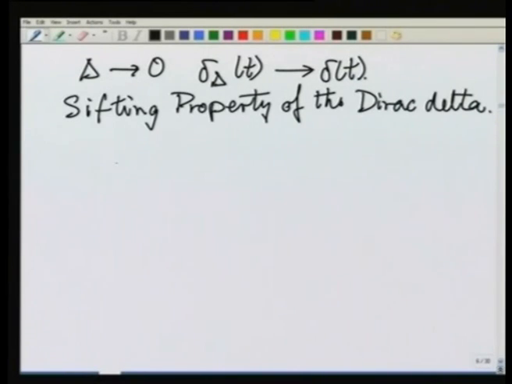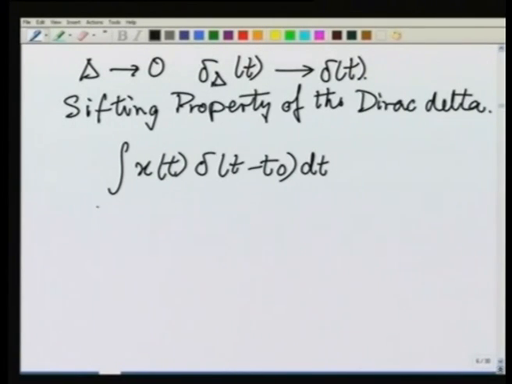The sifting property of the Dirac delta is simply this: if I try to take any function x t, multiply it with a shifted Dirac delta located at some t naught, that is delta of t minus t naught, and evaluate the integral of this product over any interval of time that includes the point of occurrence of the impulse, which is now t naught, say t naught minus epsilon to t naught plus epsilon, where epsilon is of course greater than 0, then this will be equal to x of t naught. It is this property that we sought when we wanted an impulse representation for continuous time signals.